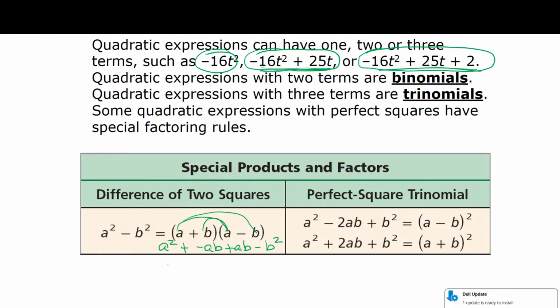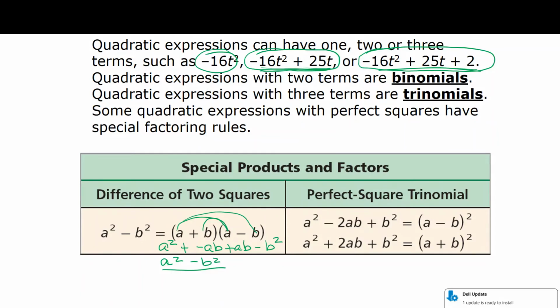So when we work that out, we end up with a squared, and a negative ab plus ab goes away. It makes 0, minus b squared. So there's your rule. A squared minus b squared is the same as a plus b times a minus b. So that's a really important one to make your life easier if you can remember that one.